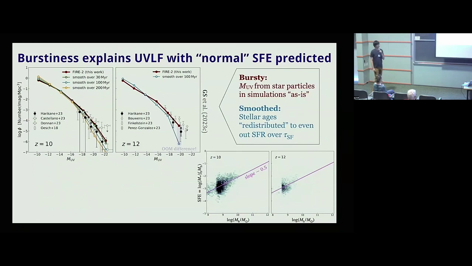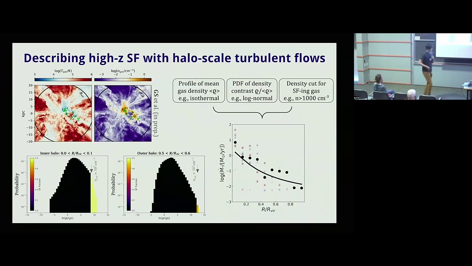So one thing I want to note here is that our simulations, as I show here in the bottom right, actually predict normal galaxy-scale integrated star formation efficiency. And in order to see why this is the case, we can take a closer look at the star formation in the gaseous halo in our simulation.